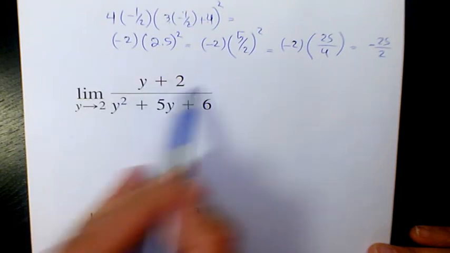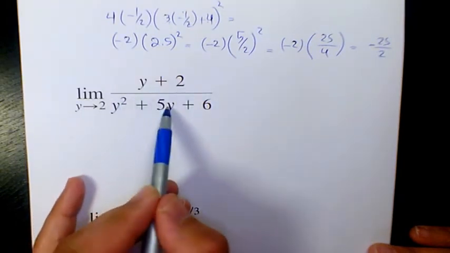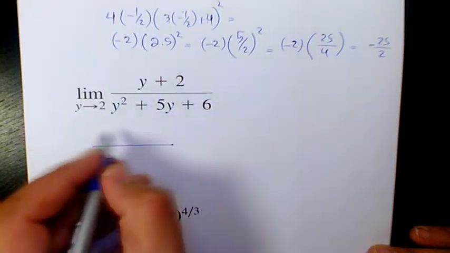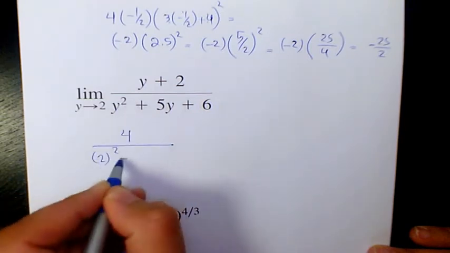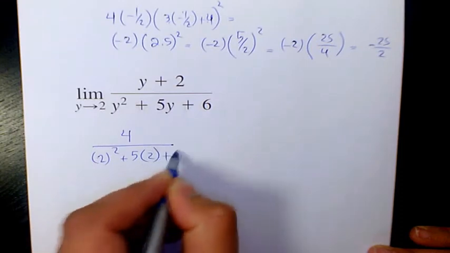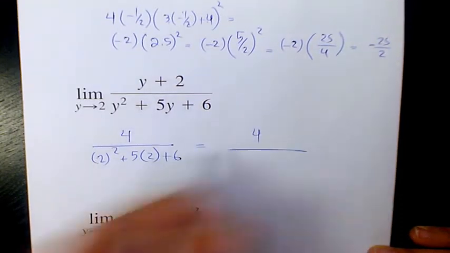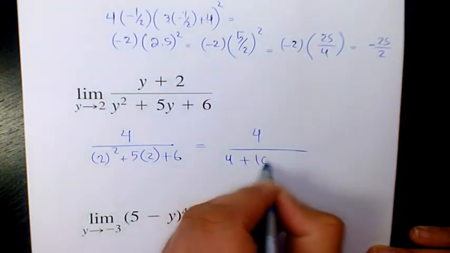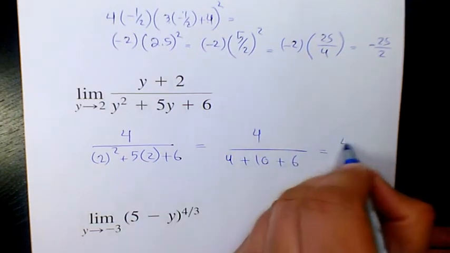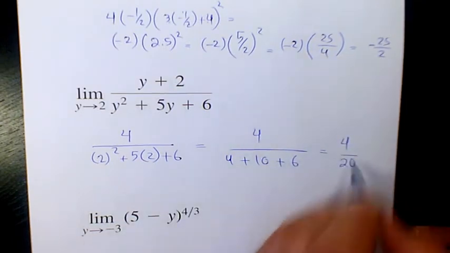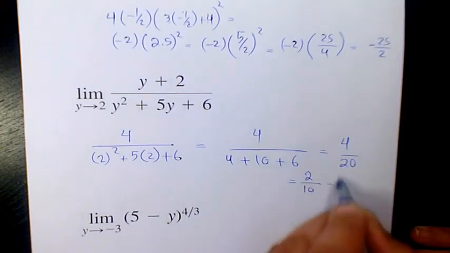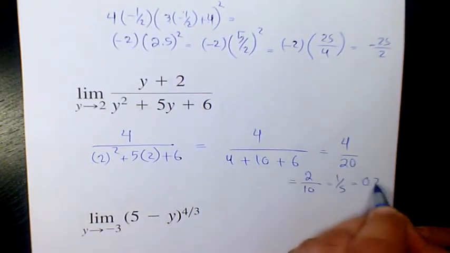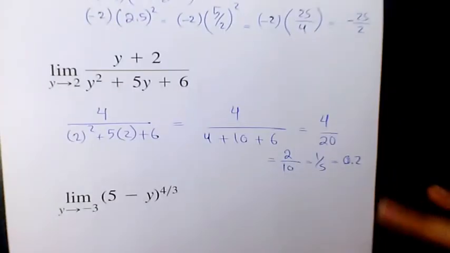Limit of (y + 2) divided by (y squared + 5y + 6). It's going to be 2 plus 2, 4, divided by 2 squared plus 5 times 2 plus 6, which is going to be 4 divided by 4 plus 10 plus 6. That's going to be 4 over 20, or 2 divided by 10, or 1 divided by 5. If you want to write in decimal, it's going to be 0.2.